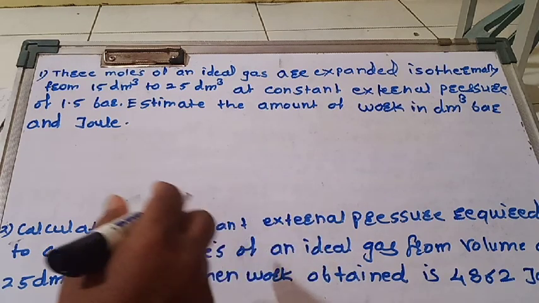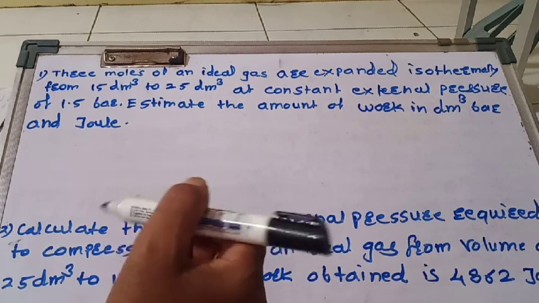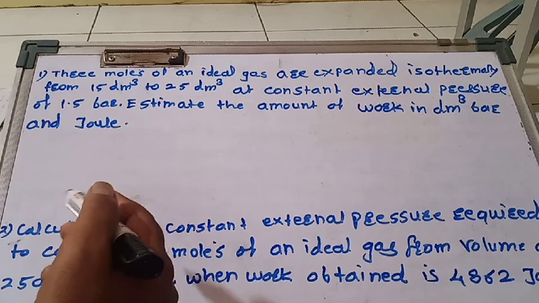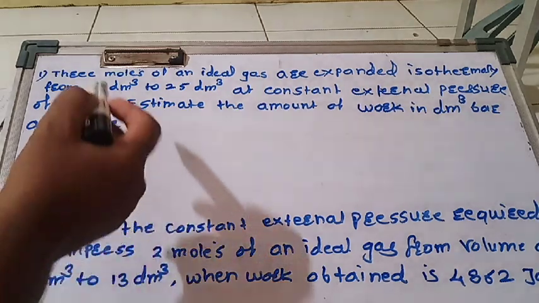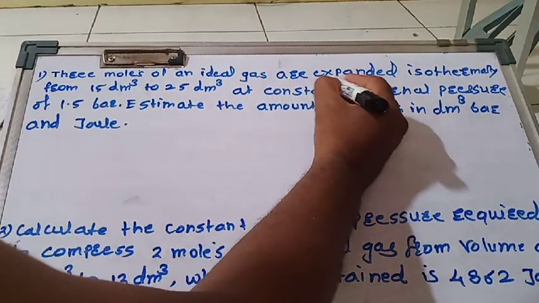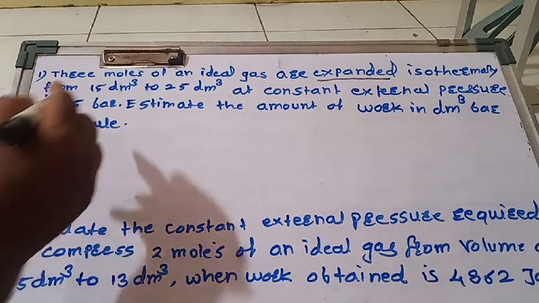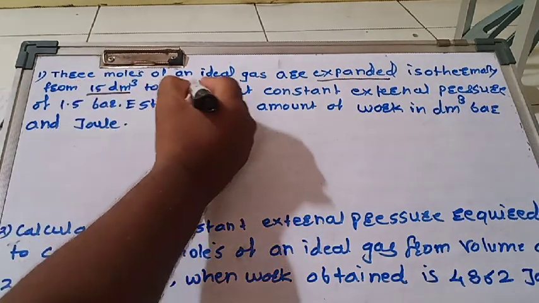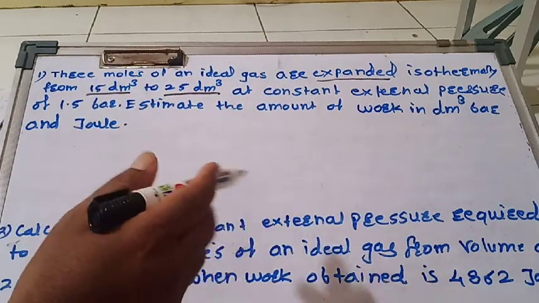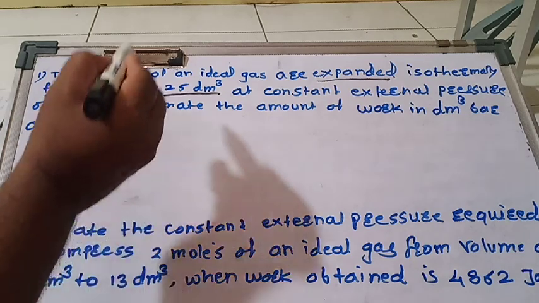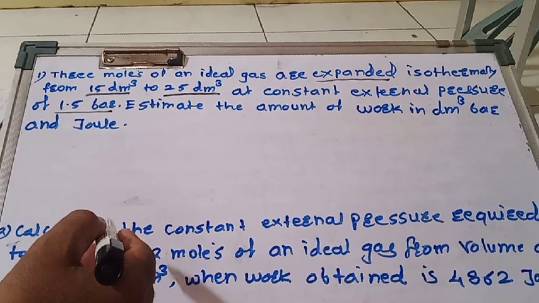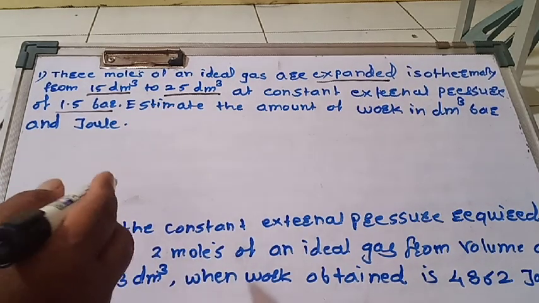We have seen work done in isothermal irreversible process. Based on this, we'll consider numericals. First numerical is: 3 moles of an ideal gas are expanded isothermally from 15 decimeter cube to 25 decimeter cube at constant external pressure of 1.5 bar. Estimate the amount of work in decimeter cube bar and joule.